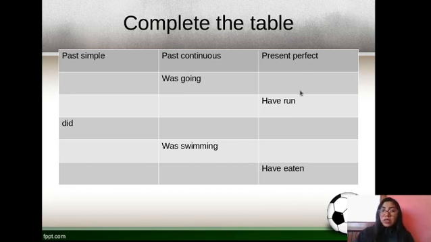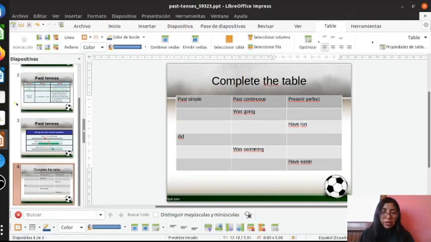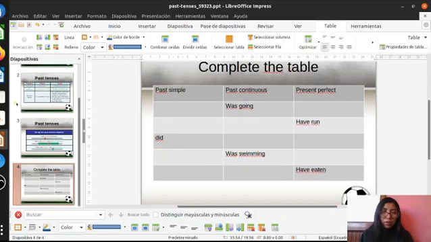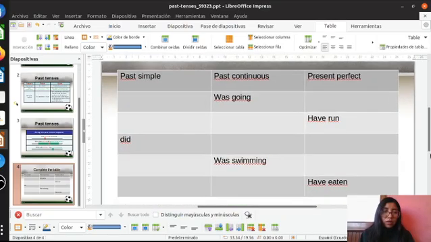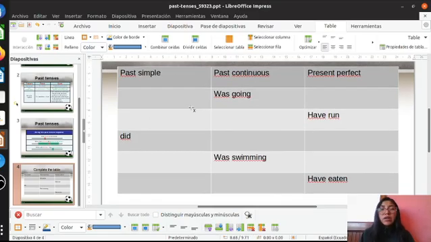Okay, we are going to do it together. Vamos a hacerlo todos juntos. As you know, in order to create the verb in past simple, we only have to study the verb list. In past continuous, we are going to use was or were, and the verb in ing. In present perfect, we have to use have or has, and the verb in the past participle form. No se olvide que aquí tenemos que utilizar el verbo en su forma del pasado participio, que eso pertenece a la tercera columna de la lista de verbos.